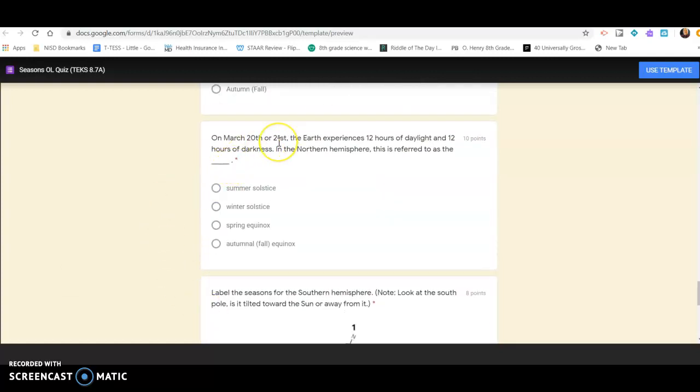On March 20th or 21st, the Earth experiences 12 hours of daylight and 12 hours of darkness. In the northern hemisphere, this is referred to as the summer solstice, the winter solstice, the spring equinox, or the autumnal or fall equinox. Remember, we're looking at March 20th or 21st in the northern hemisphere.